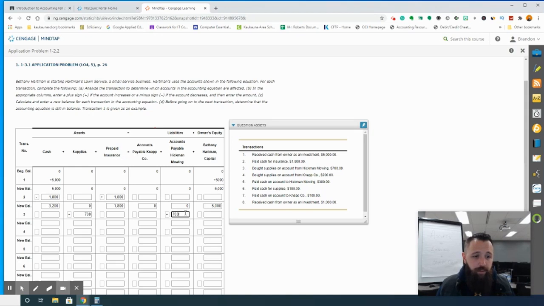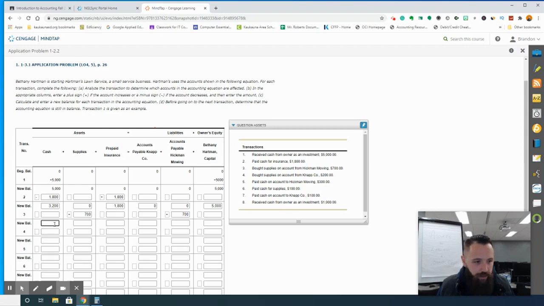Something very important to remember is that no cash at all has traded hands in this transaction. Okay, a lot of people think that cash is affected. It's not yet. We bought it on credit, on account. So no cash yet. So there we go. The left-hand side went up 700. The right-hand side went up 700. So we know that those are the two accounts that were correctly affected.